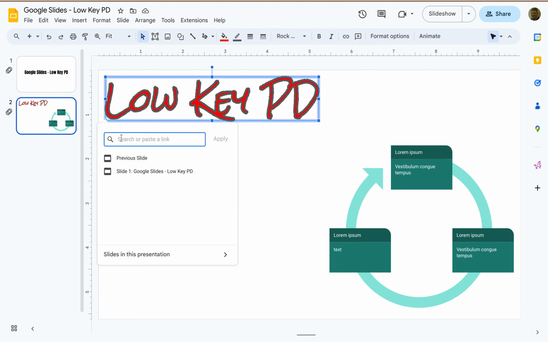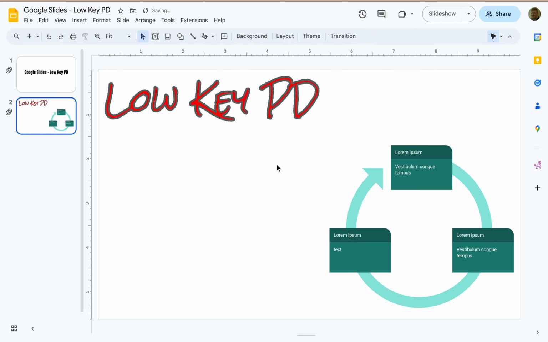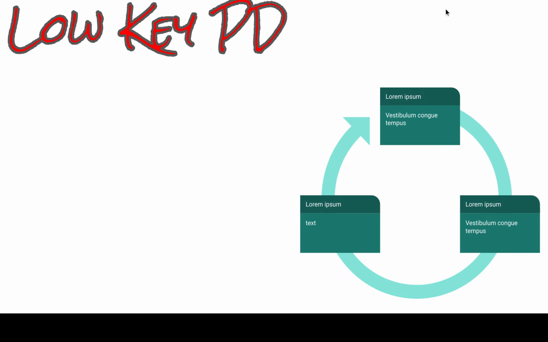I'm not going to do that. I'm going to use an actual website here. I'm going to paste that in. Then I'm going to apply. Now, if I go to slideshow mode or presentation mode, click to get that to appear from the animation.